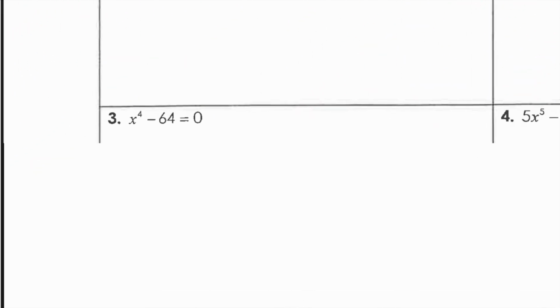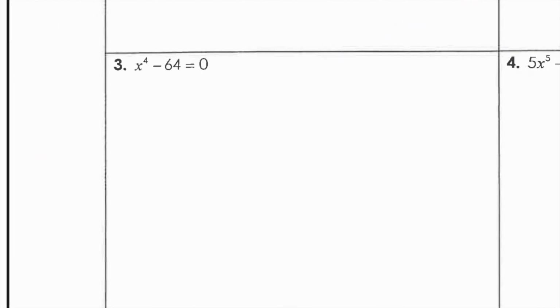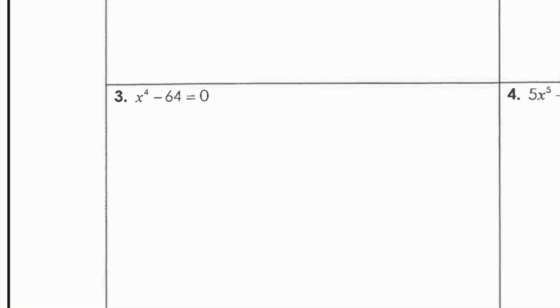On to number 3 here. We set it equal to 0, already done. Look for a GCF, there isn't one. This is, however, a difference of two squares. x to the fourth is a perfect square, x squared times x squared, and 64 is a perfect square, 8 times 8. 64 is a perfect cube as well, but it's not a difference of two cubes because x to the fourth is not a perfect cube.